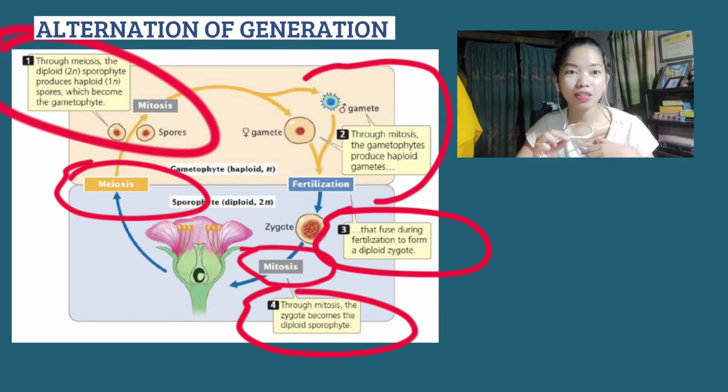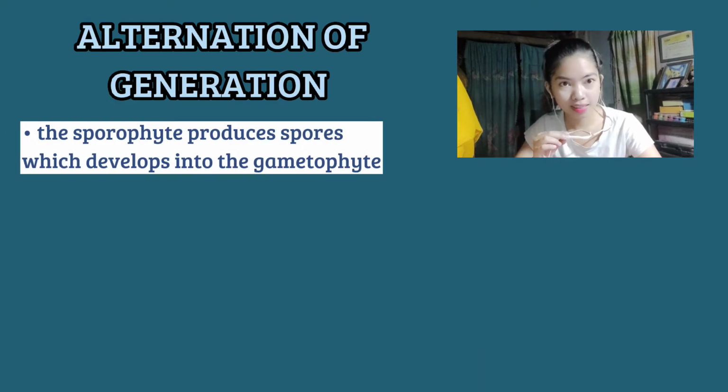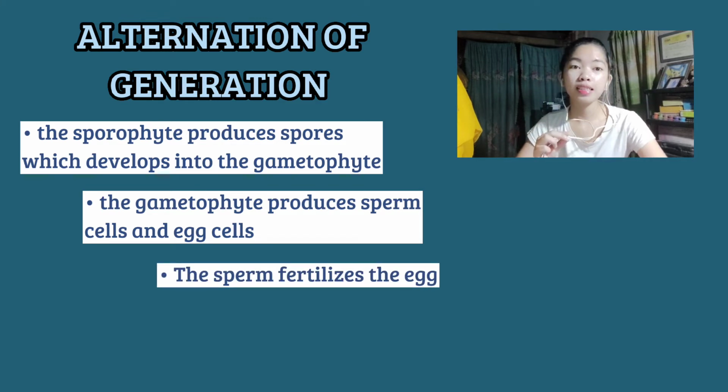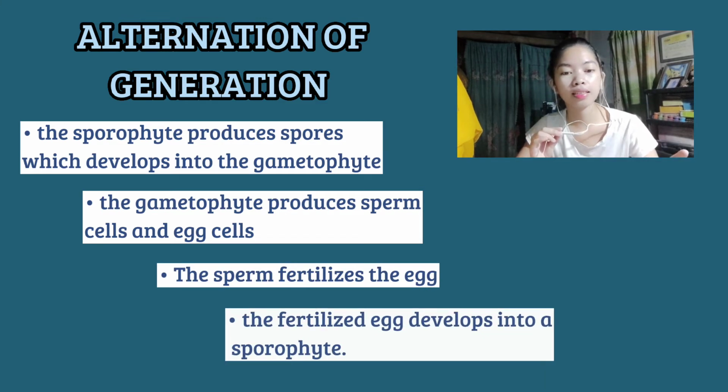Hence, that is why it is called alternation of generation. It is a cycle. The sporophyte, as the name suggests, produces spores, which develop into a gametophyte. Then the gametophyte produces sperm cells and egg cells. Then the sperm fertilizes the egg, and the fertilized egg develops into a sporophyte.